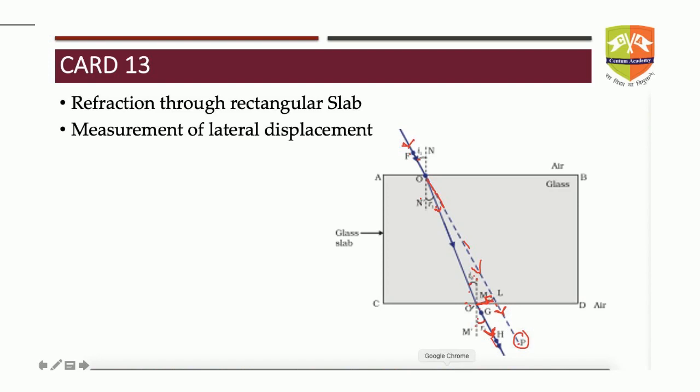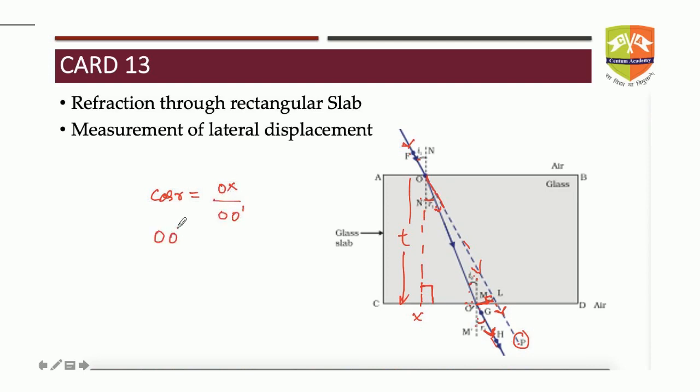So in this triangle O, L, O dash, with 90 degrees at L, if this is lateral displacement Y, this is a right angle triangle. Sine of I minus R is equal to O dash L divided by this line OO dash. So O dash L is nothing but Y, which is the lateral displacement, and OO dash is nothing but T by cos R. So Y is equal to T by cos R sine of I minus R, which is nothing but T secant R sine of I minus R.